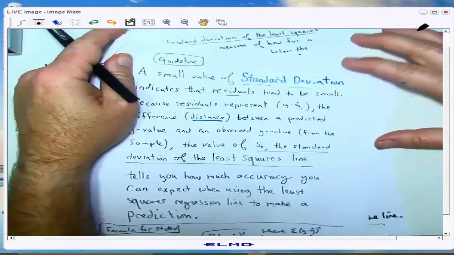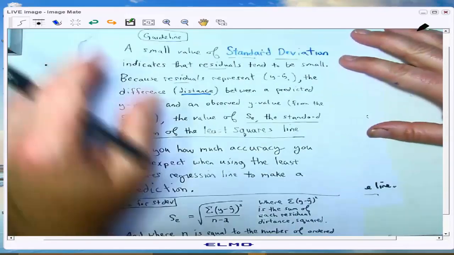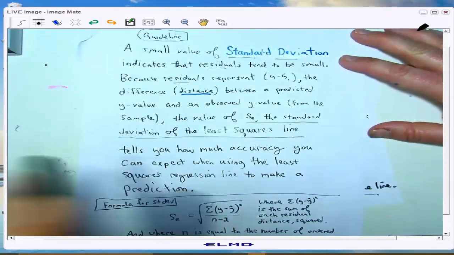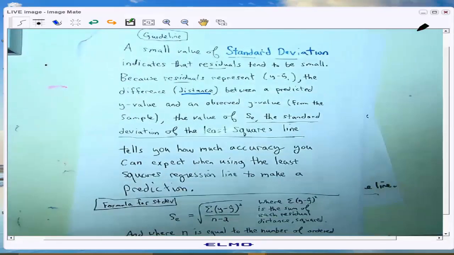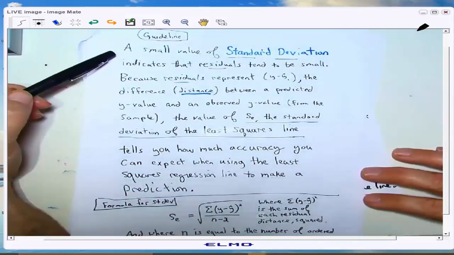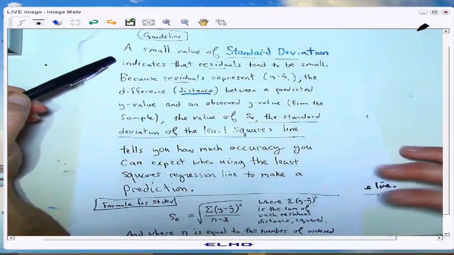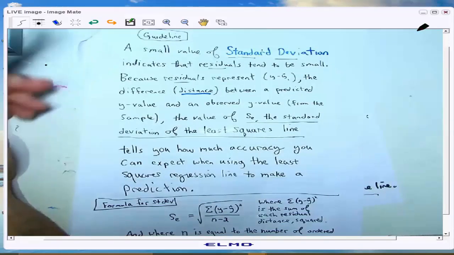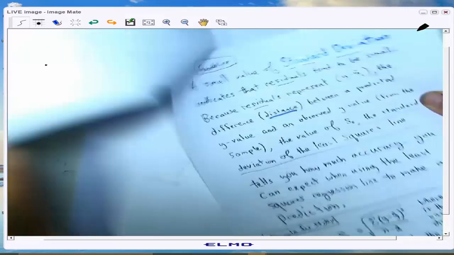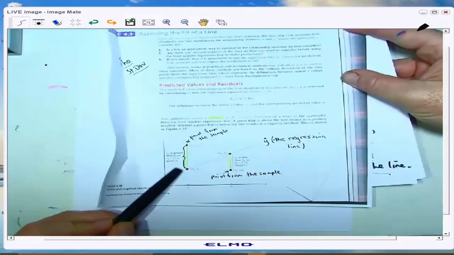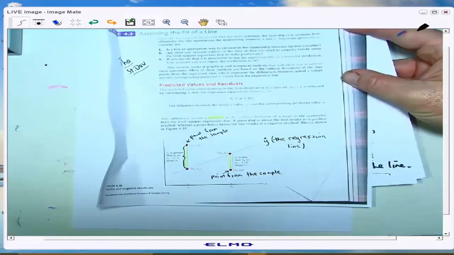Furthermore, regarding the standard deviation of the regression line, if you have a small value of standard deviation, then that indicates that your residuals tend to be small. That would indicate that these distances are small. In other words, the points are close to the best fitting line.